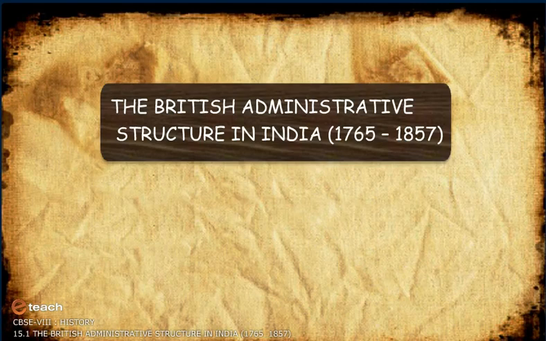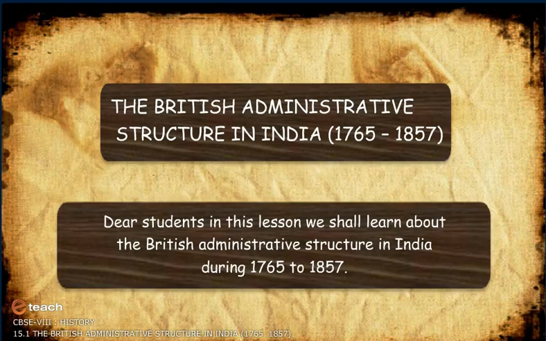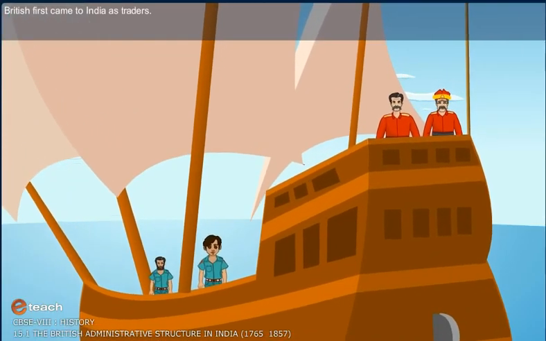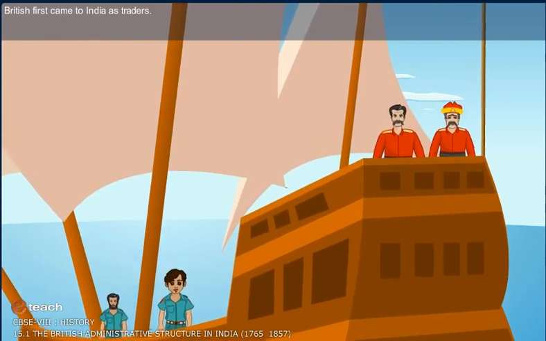The British administrative structure in India, 1765 to 1857. Dear students, in this lesson we shall learn about British administrative structure in India during 1765 to 1857. British first came to India as traders.